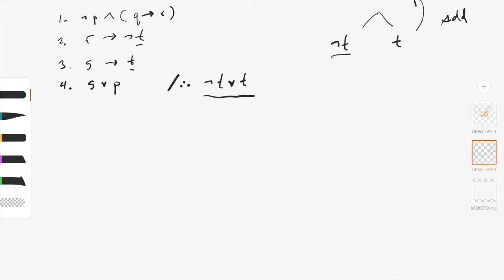So the question is, can we find a place to get not T, or can we find a place to get T? Well, they're both listed here. On line 2, we have not T. What do we need for that? Well, line 2's major operator is material implication, and so what should come to mind are the inference rules that involve material implication. There are 3 that have this form: modus ponens, modus tollens, and hypothetical syllogism.